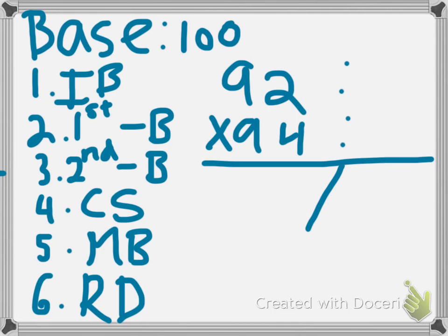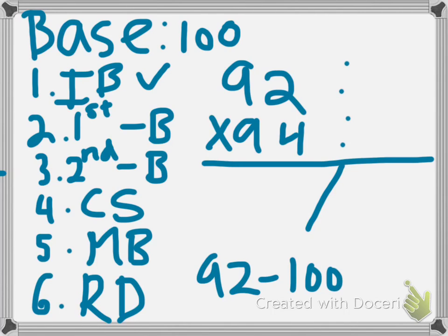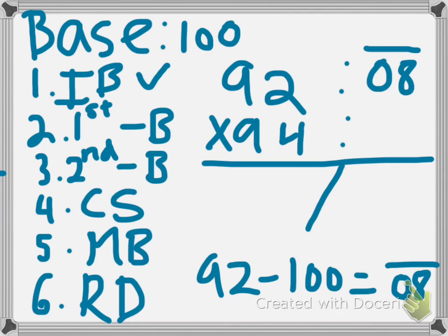Step 1, identify the base. We're done. Step 2, first number minus the base. 92 minus 100. That's -8, which we're going to write as bar 8. Because 100 has 2 zeros, we need to add a placeholder in this case. So we're just going to write bar 08.